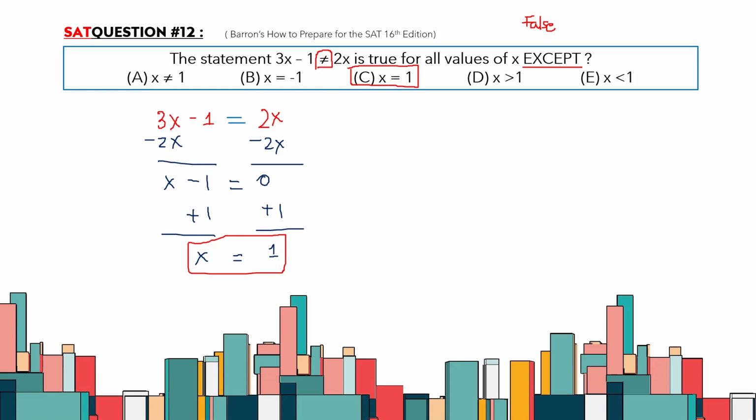So if x is different from 1, you can choose any number except 1. Okay, let's choose 0. If x equals 0, we will have 3 times 0 minus 1 different from 2 times 0. That's right, because negative 1 is different from 0. That's a true statement.